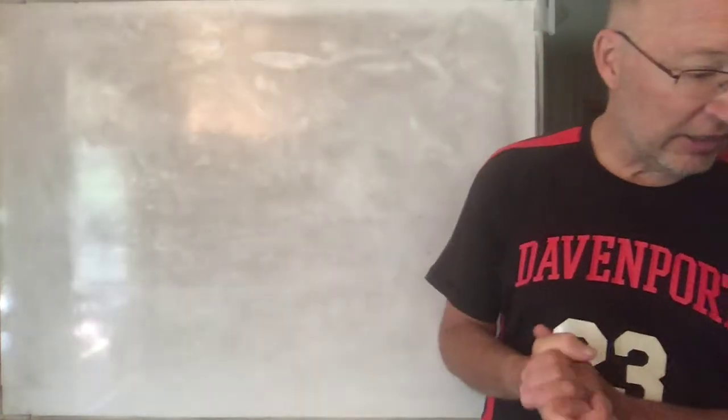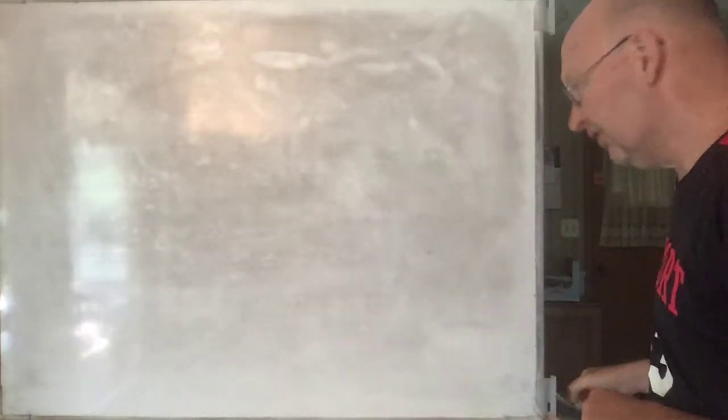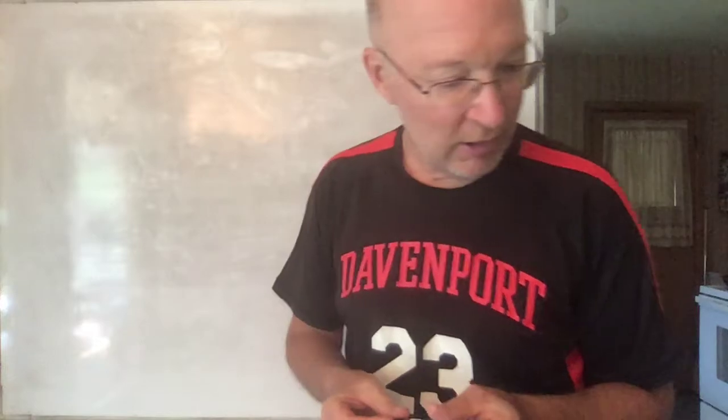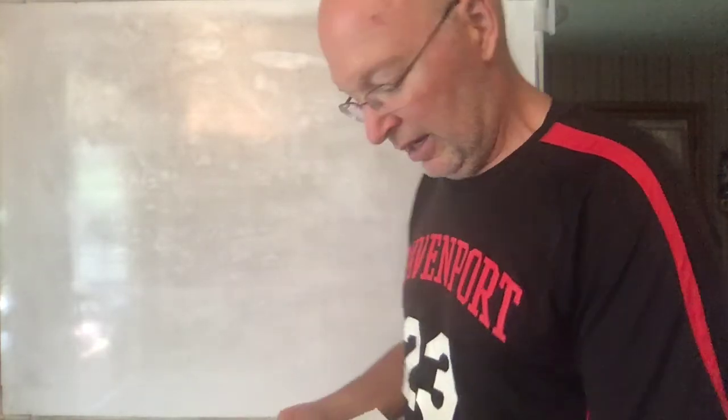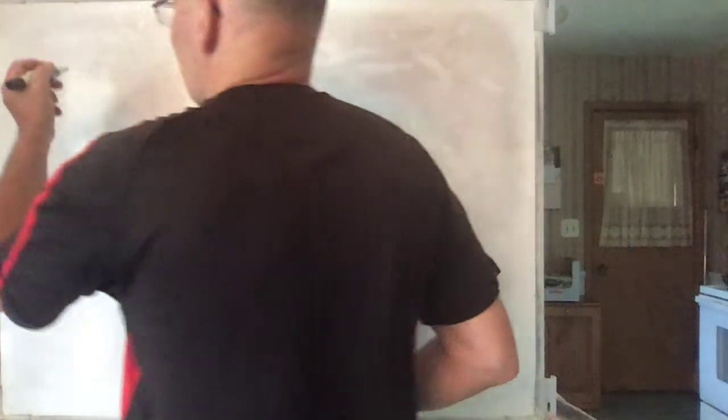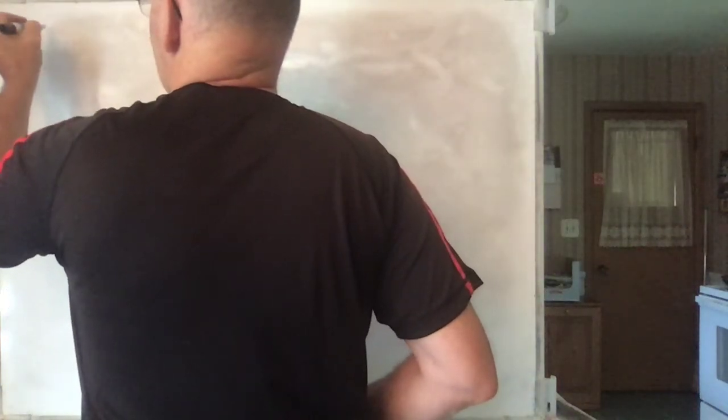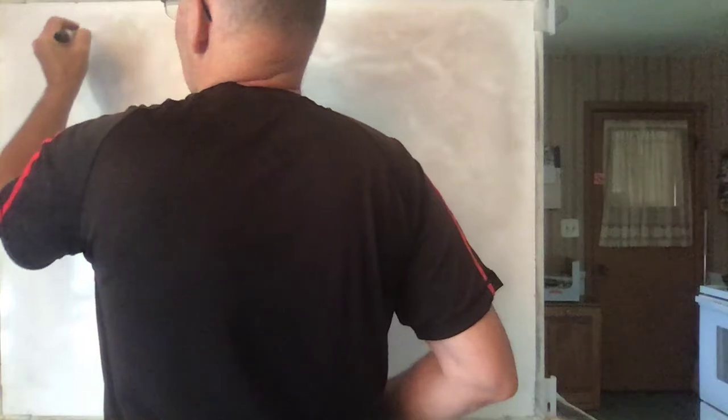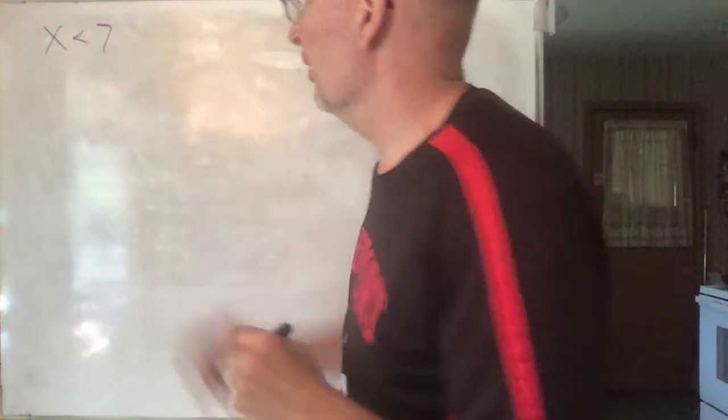Okay, here's section 7.4, inequalities. This is a pretty fast section, but we might as well give it its own little video here. Not much to it. Suppose you have this sort of an equation: x is less than 7. What does that mean? This is a sign for less than.